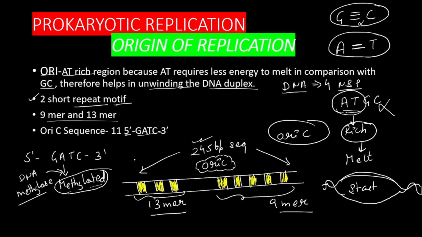In order to bring about replication, in both the strands this adenosine should be methylated. If only a single strand is methylated, even if methylation has happened in a single strand, it wouldn't undergo any further replication until and unless both the strands are methylated.